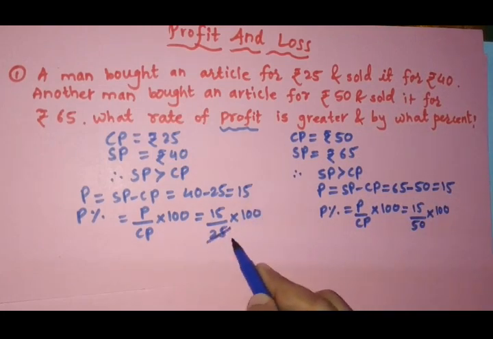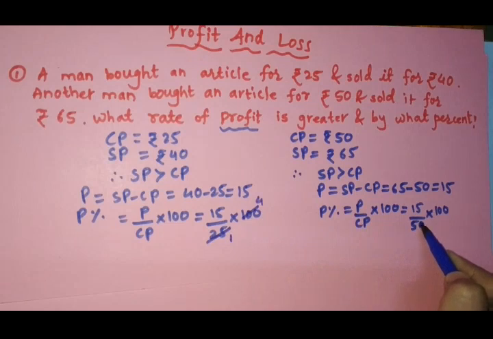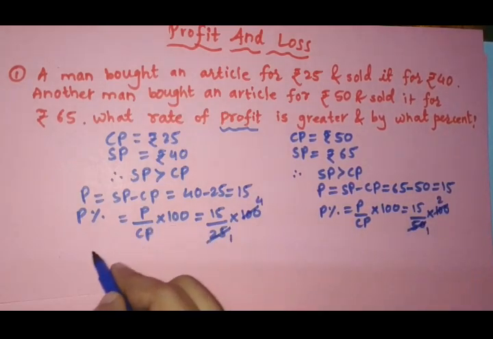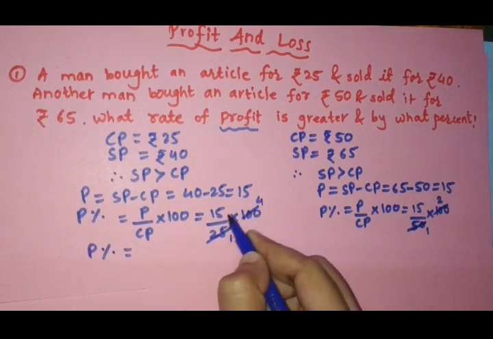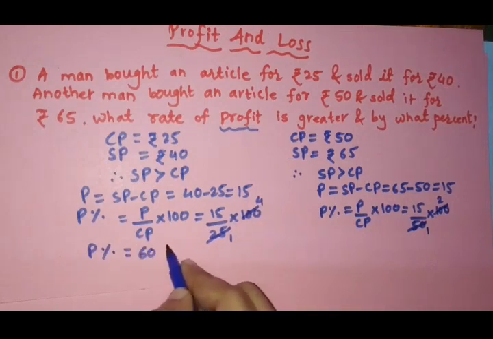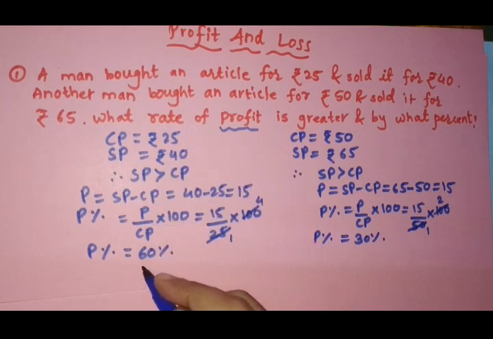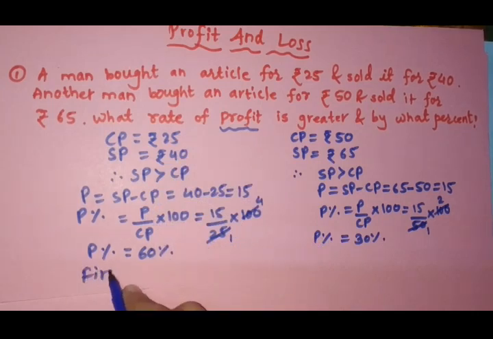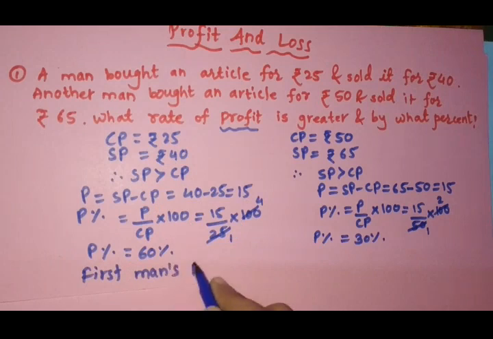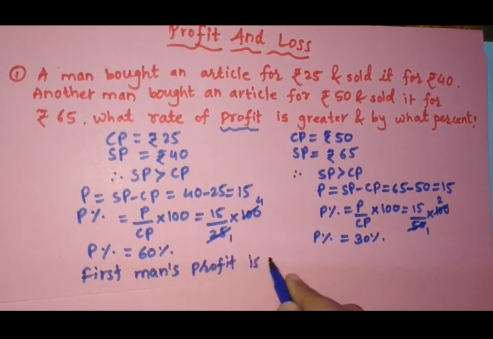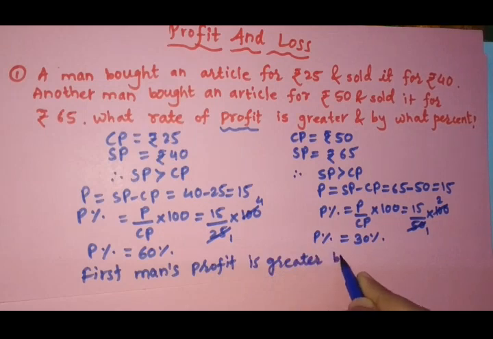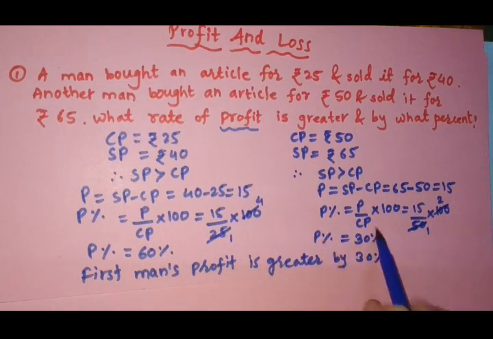So we can go for the simplification. 25 ones are 25, fours are, and here 50 ones are 50, twos are. So in this case profit percent is 15 fours are 60%, and here you will get a profit percent of 30. So therefore friends, first man's profit is greater by 30%, because it's 60 and when you take out the difference it comes to 30. So this man's profit is greater by 30%.